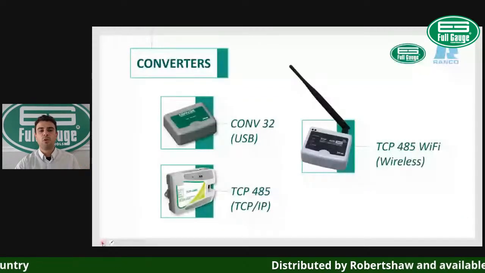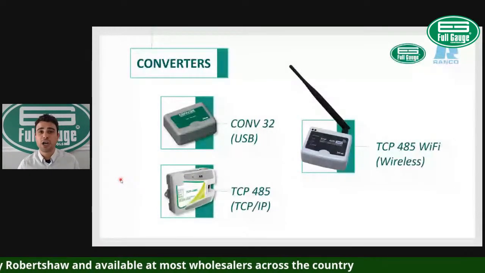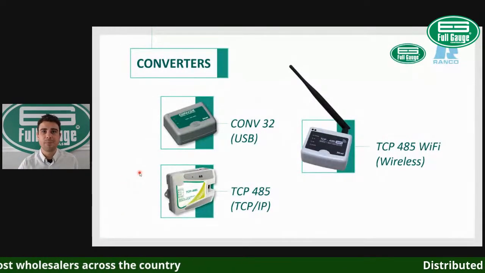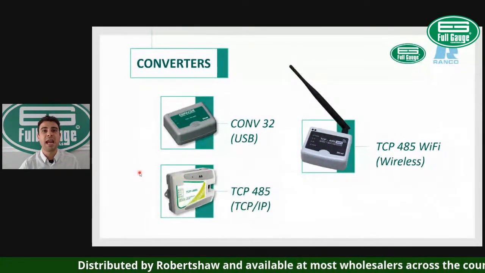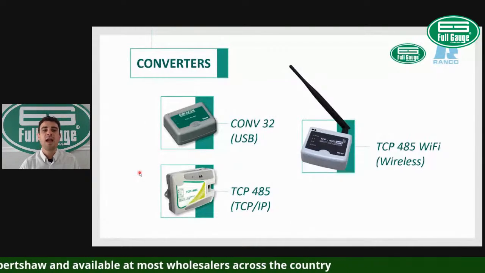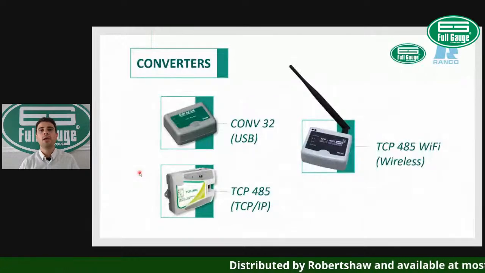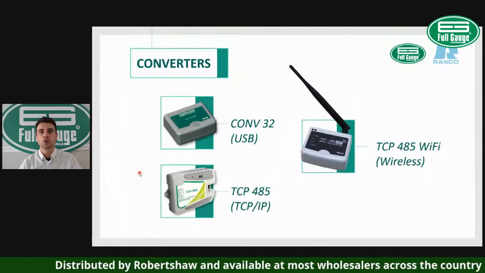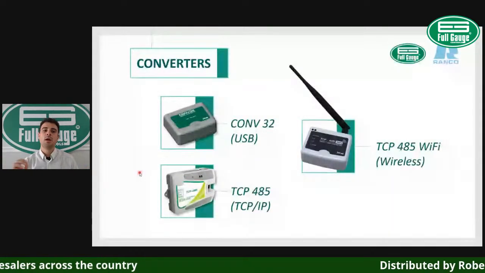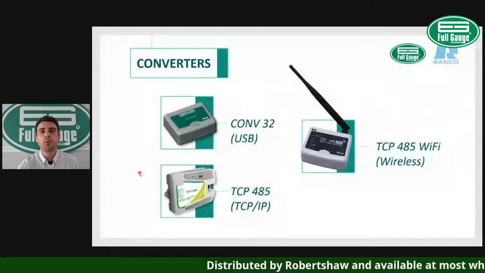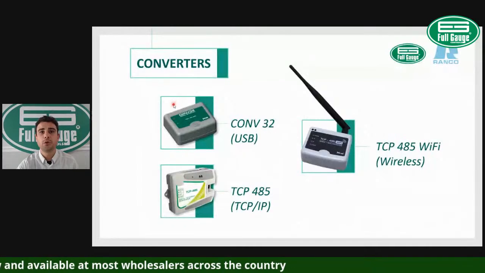Now, just revisiting the converter options we have. Again, it's a very simple, very user-friendly setup. What do you need? Your Full Gauge compatible controllers, the ones that have the A and B connection, RS-485, and one of those converters. And the software is free to download. With these three pieces of equipment, controller, converter, and software, you have remote monitoring and control. So again, Conv32 will provide you a hardwired option, up to 32 controllers.